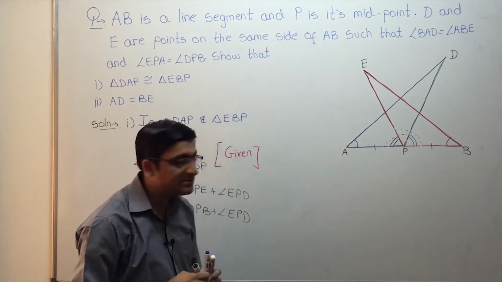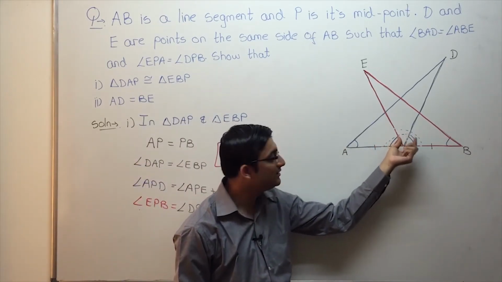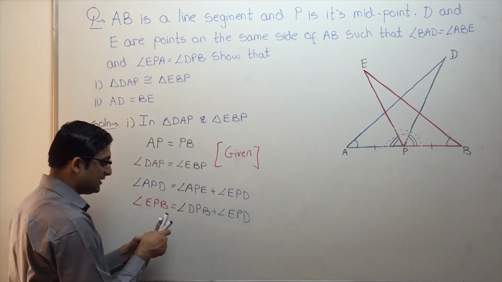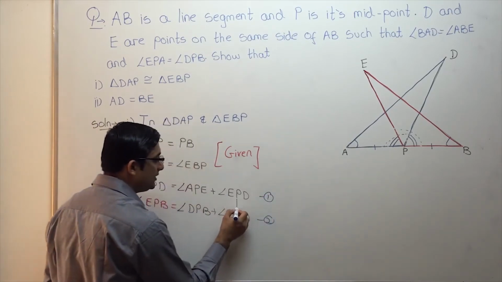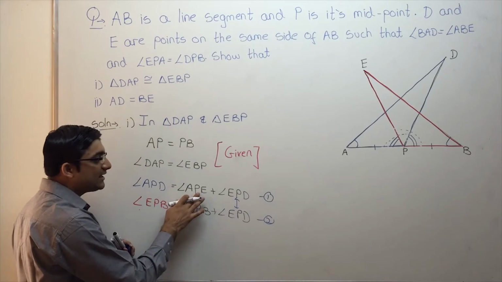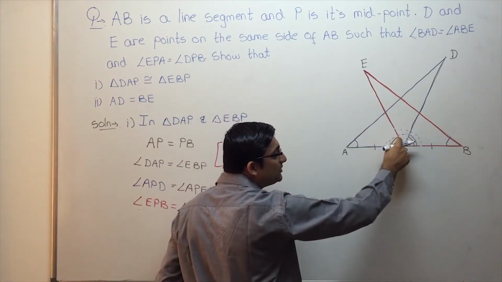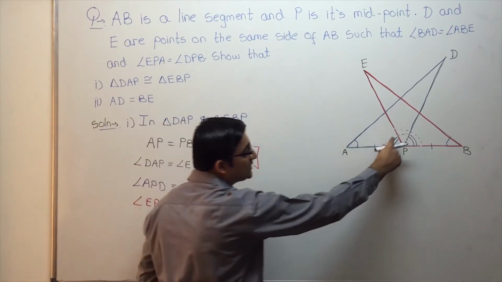I want you to focus once again. See, what is this entire angle over here? This angle plus this angle. Similarly, what is this entire angle? This angle plus this angle. Now if you notice, let's say I call this over here equation 1 and this equation 2. So these two things are the same. What about angle APE and angle DPB? These two are also equal. I repeat, these two angles are also equal. As you can see, it is marked in our figure.